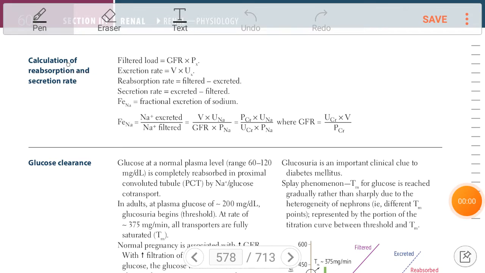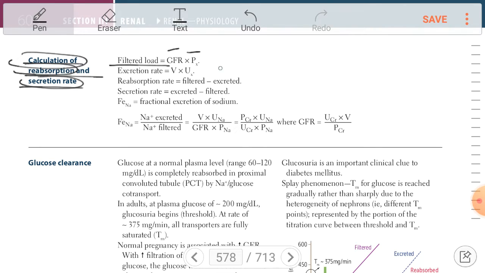We will begin with the calculation of reabsorption and secretion rate. We have something called the filtered load. Filtered load equals the glomerular filtration rate multiplied by the plasma concentration of the substance. Then the excretion rate, which is V, the urine flow rate, multiplied by the urinary concentration of the substance.